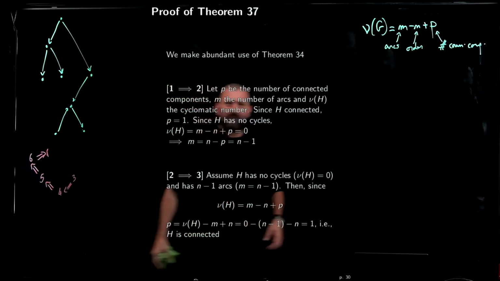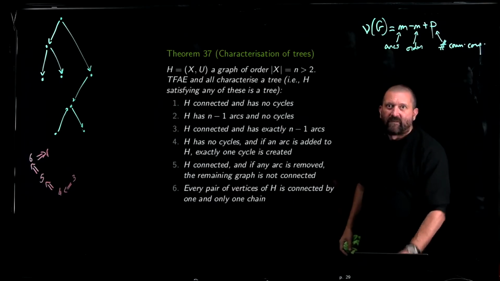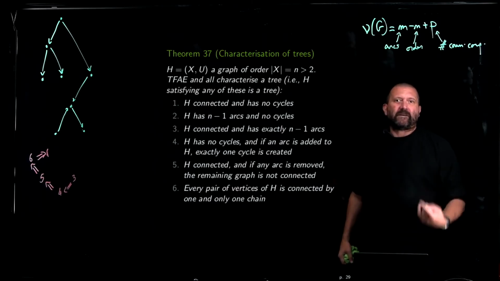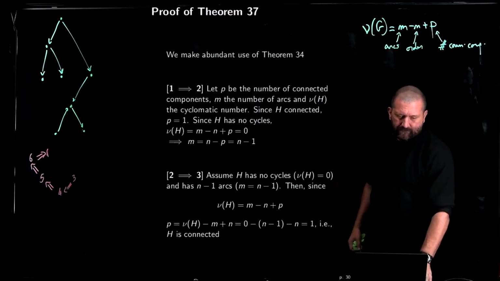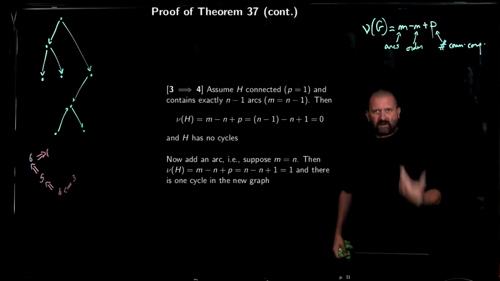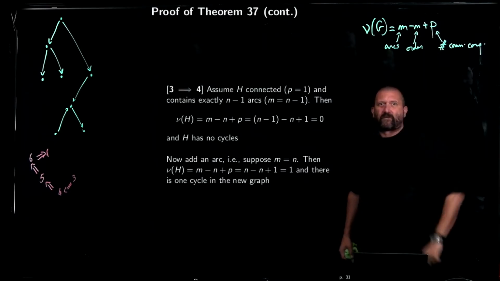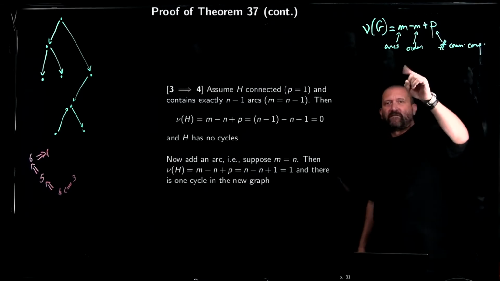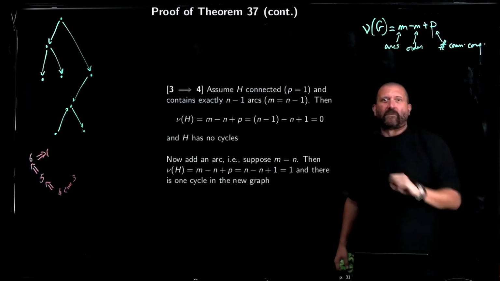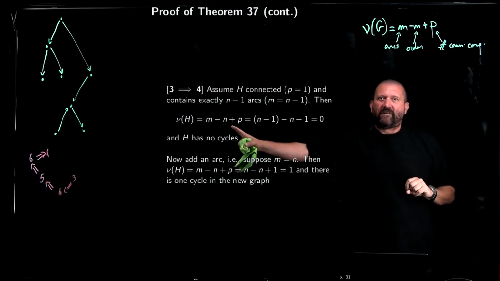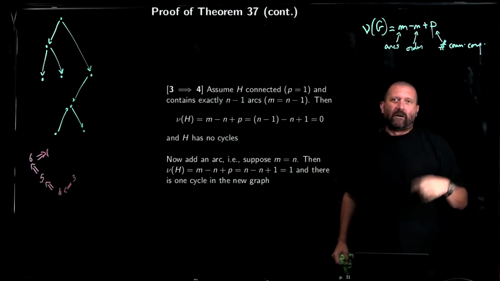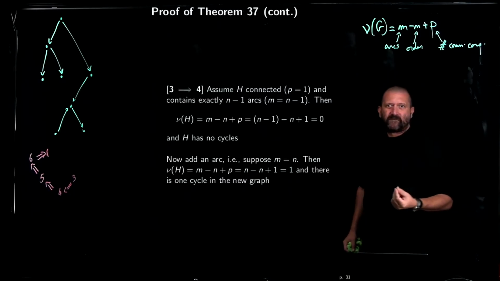Now I want to show that 3 implies 4. So if I'm connected and I have n minus 1 arcs, then I have no cycles. And if I add an arc, I'm creating 1 cycle, and exactly 1. So let me assume that I'm connected. p equals 1 here, the number of connected components. I have n minus 1 arcs. So m is equal to n minus 1. Then I can easily compute that nu of H is equal to 0. That means there are no cycles.